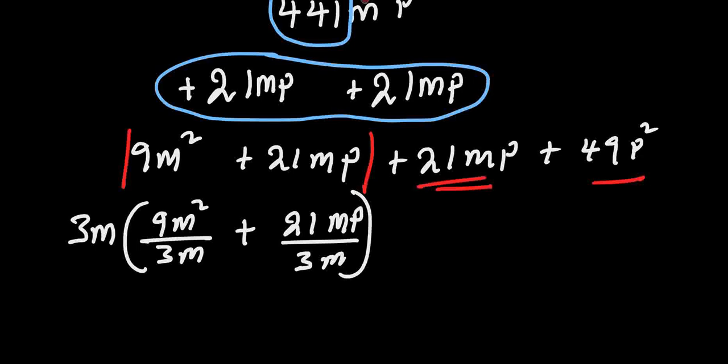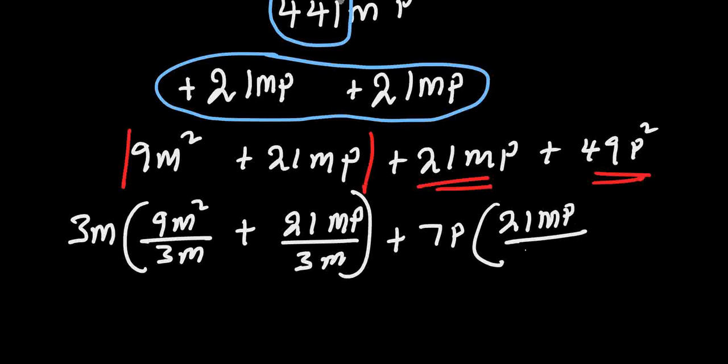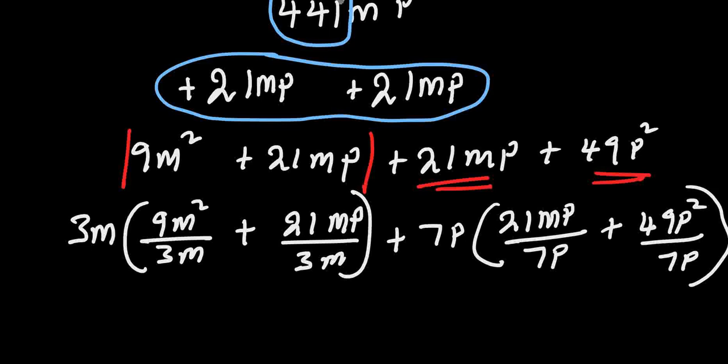Good. Over here, we also need to factor this. All right, so factoring them, the first thing is to find their GCF, and the GCF of 21mp and 49p squared would be plus 7p. Okay, so just open the parentheses and divide them, 21mp over the GCF, 7p, plus 49p squared over the GCF, 7p, and then close the parentheses.